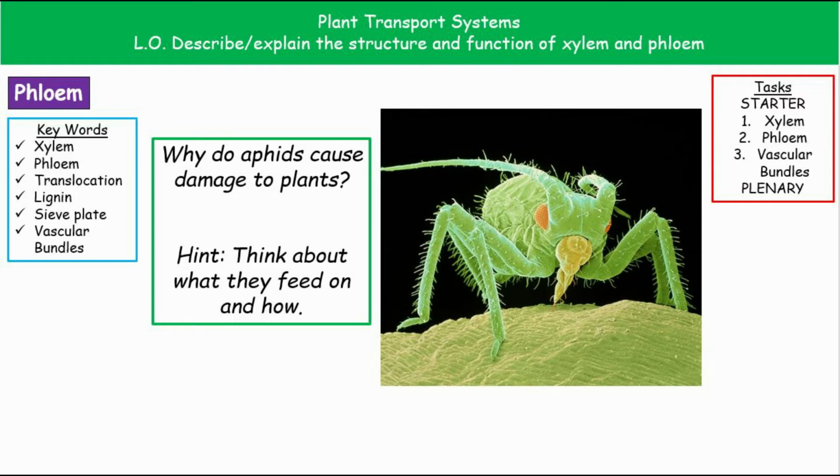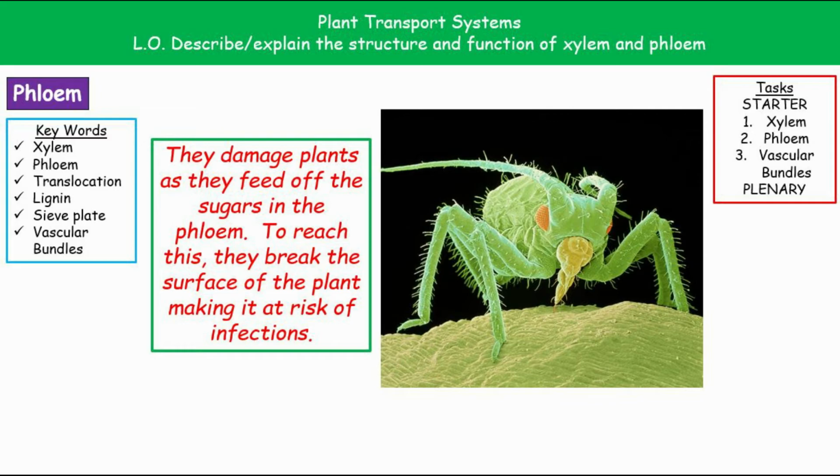What we find then is that these aphids are feeding on the sugars that we find in the phloem. Now, in order to get the sugars, they've got to punch through the surface of the plant, and you can see that lighter green part on the actual picture there. That's going to punch through the surface and then into the phloem. Now, the problem with that is we've then breached the surface of the plant, which means it's now at risk of an infection. So give yourself a tick if you've got any of those points in there.